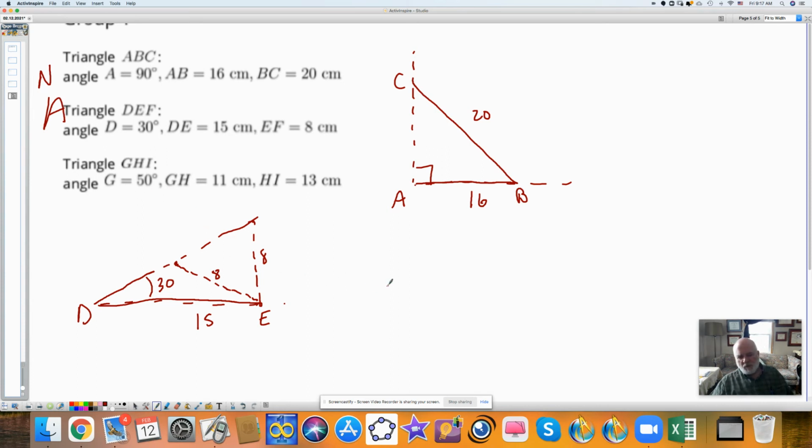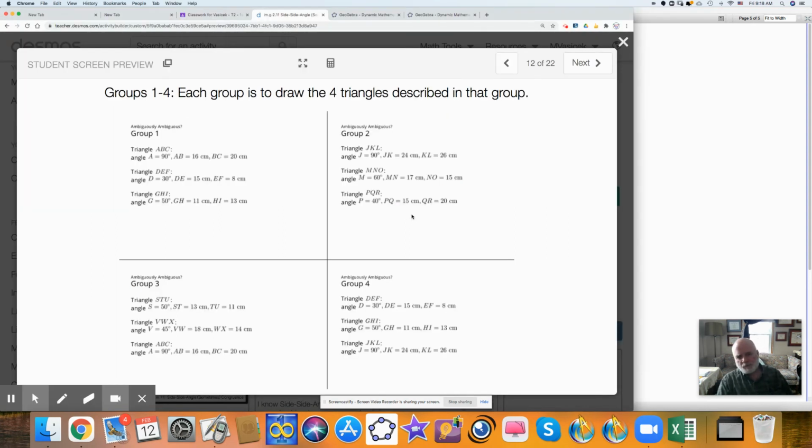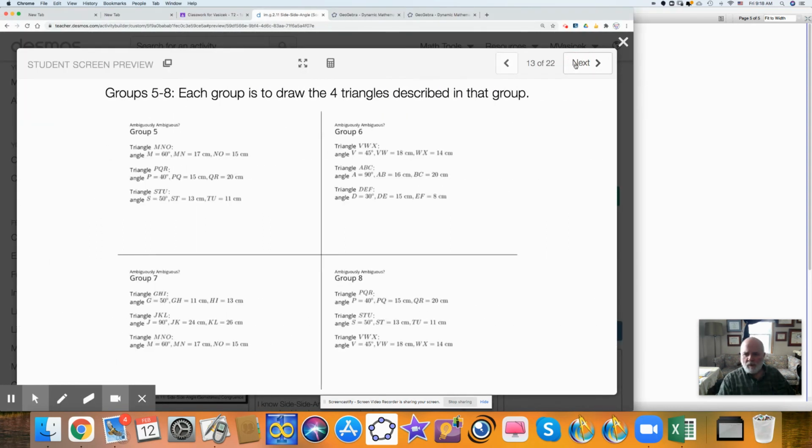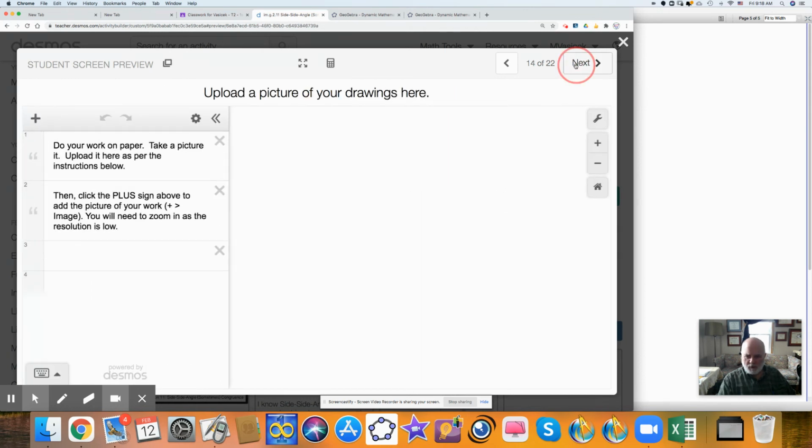And then we have GH, which is also an acute angle. This is 50 degrees. This would be angle G. GH is 11 and HI is 13. I can't go this way because this is 11, but if I put 13, I can put it way up here somewhere. What do we notice? Anyway, we come out, we discuss this, and you upload a picture of your work.